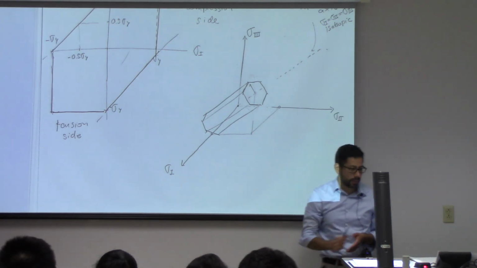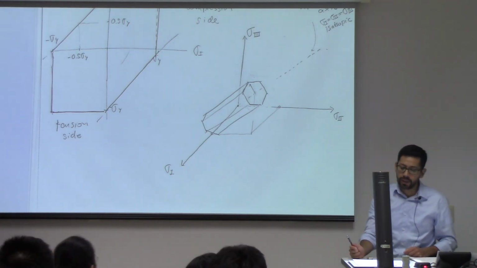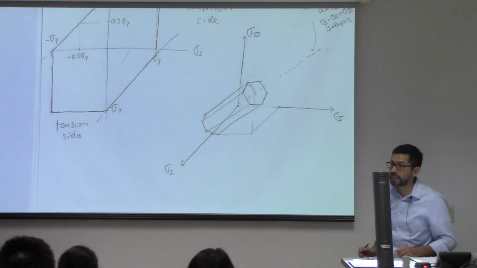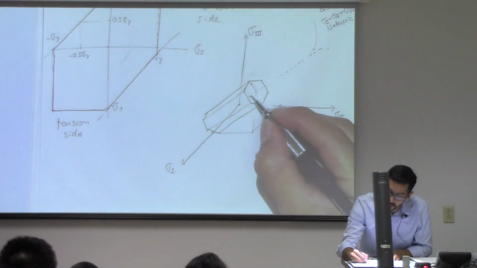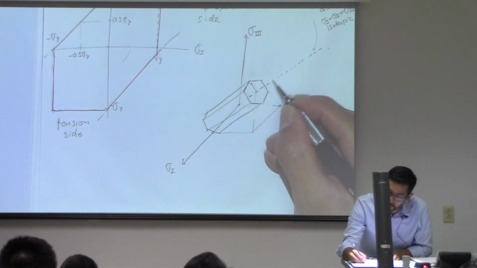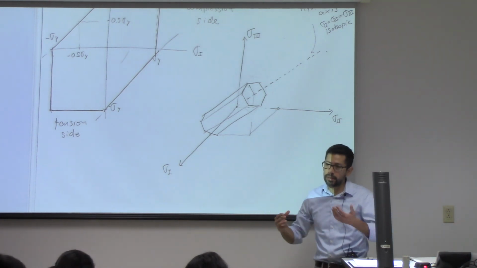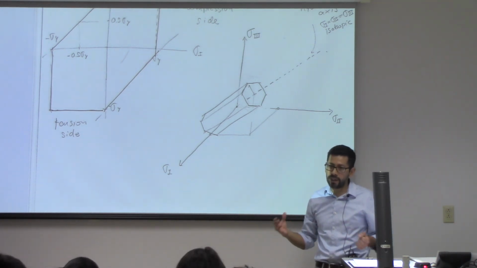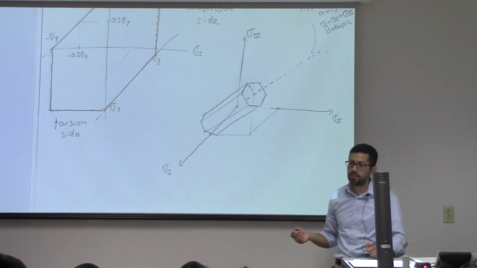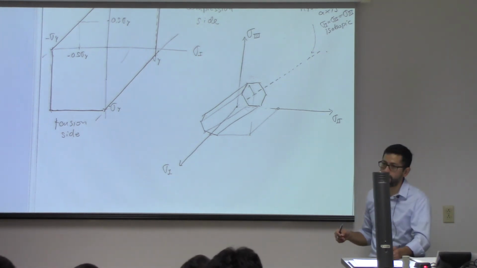And this Tresca criterion is good for metals again, and for metals within a reasonable range of applications. Again, if you were to get some metals under a very, very high confining stress, very likely you will start to see some influence of friction as well.